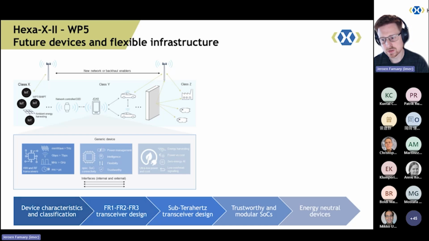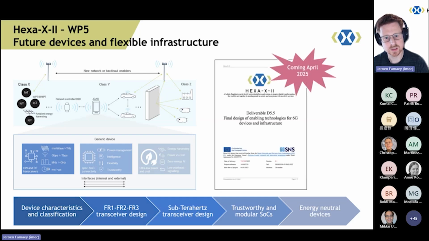Second main technical topic we are looking into is system on chip, so extending the capabilities of future devices and base stations with new trustworthy and modularly designed system on chip components. And finally, we have a focus on very low power and specifically energy neutral devices, which is a new type of device that is expected to be included in 6G. And the work in Work Package 5 of Hexa-X-II is actually slowly coming to an end.